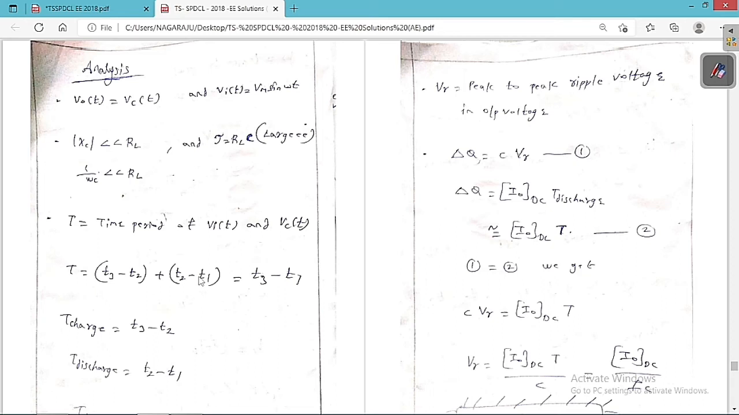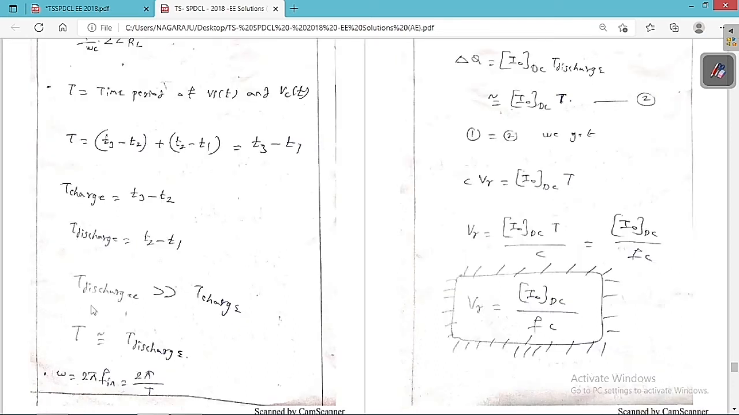So therefore the capacitor is discharging. I have already told you the discharging time is very high when compared to the charging time. So we can assume the total time period is nearly equal to the discharging time. So what is omega? Omega is equal to 2 pi times the input frequency, which is 2 pi by T.